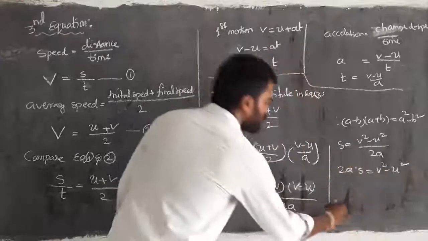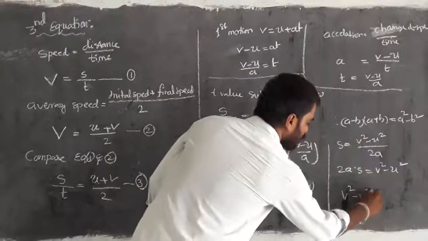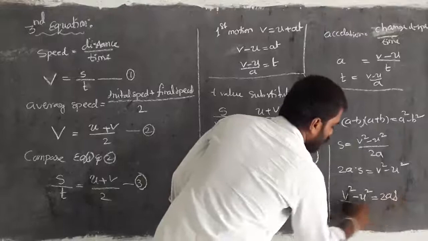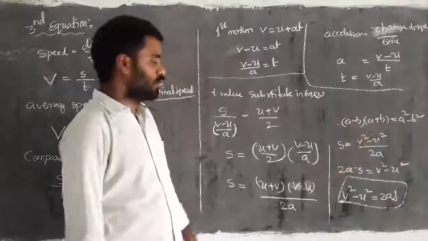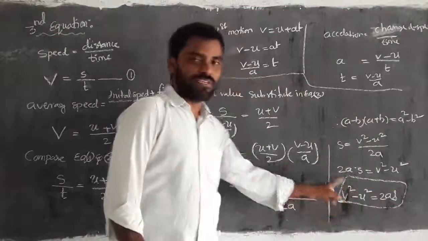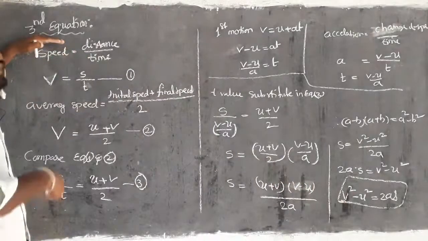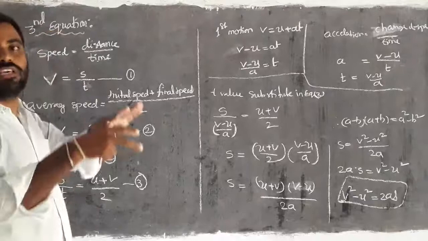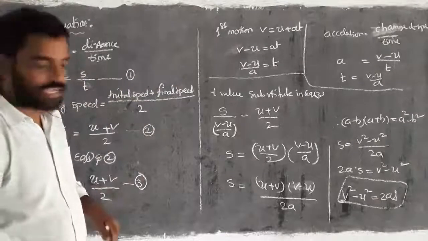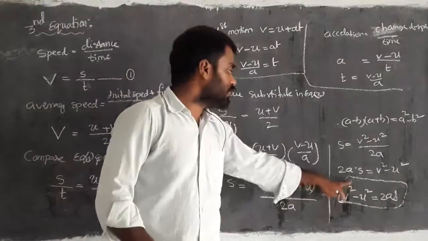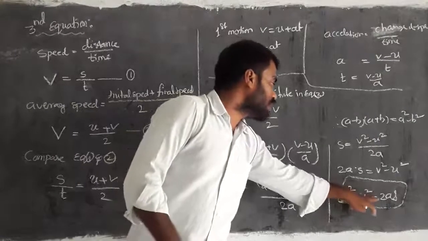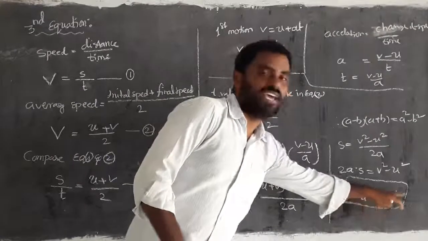Then this one will simply change like this: v square minus u square is equal to 2as. So this is the third equation of kinematics, or third equation for an object moving with certain acceleration. That is v square minus u square is equal to 2as.